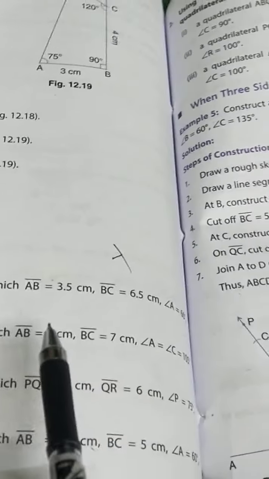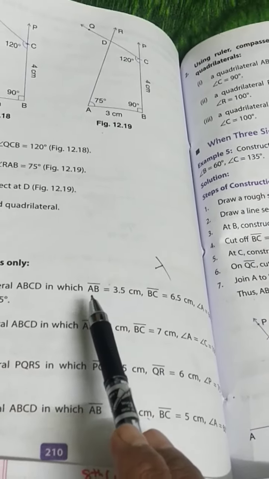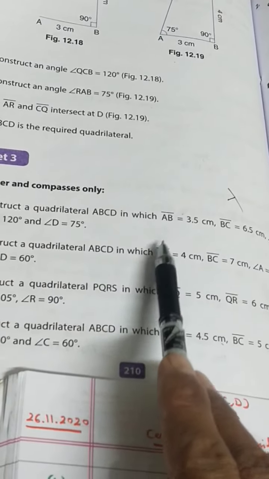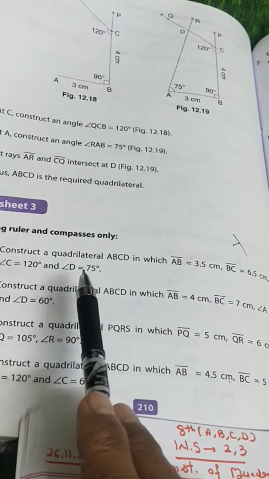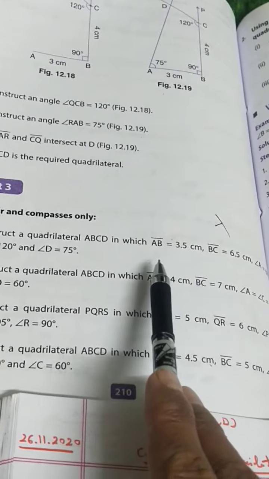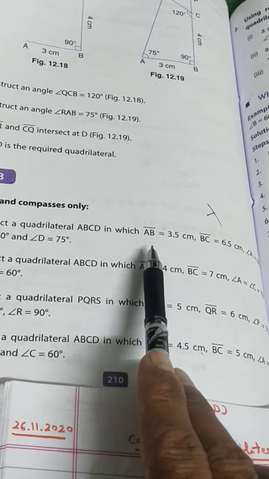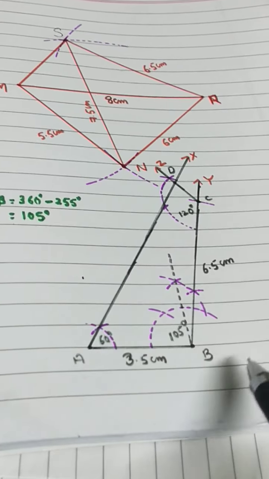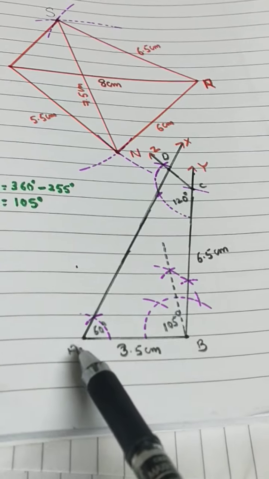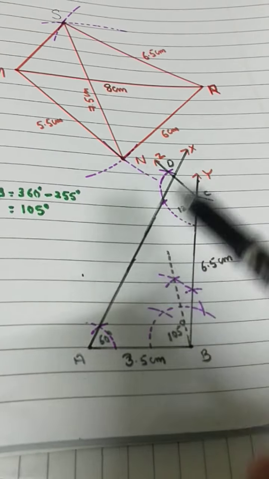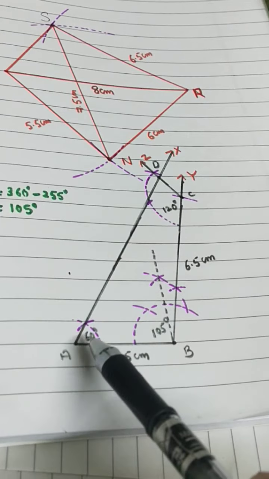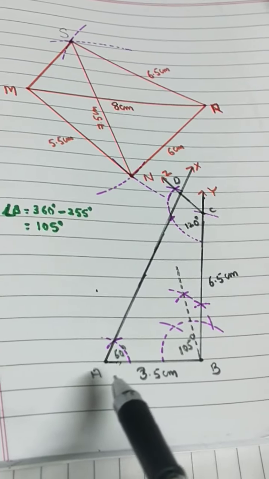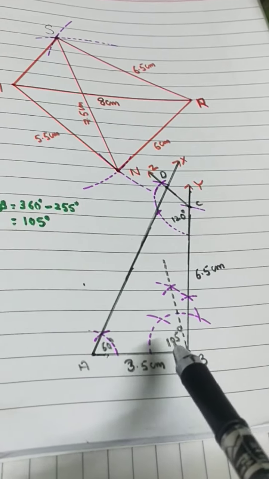This is because if we take AB as your base, then angle A is given, but B is not given. So from these 3 angles, we find this angle B. First, take one of the sides as a base, AB equal to 3.5 centimeter. Draw a line segment AB equal to 3.5 centimeter and at A, draw angle BAX equal to 60 degree with the help of ruler and compass. And at B, draw angle ABY equal to 105.